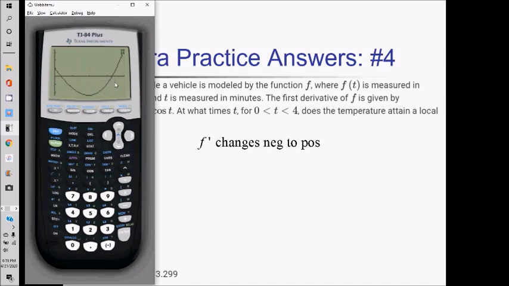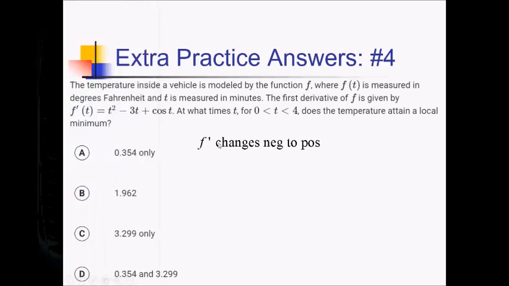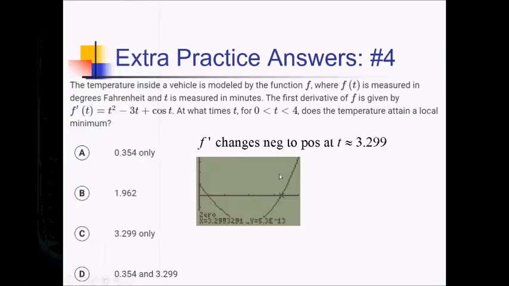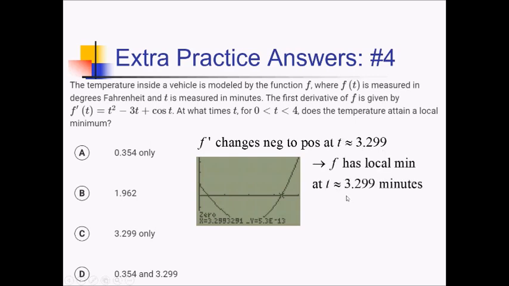So let me do second trace, option 2 for 0. And let me move my little spider closer to that intersection. There he is. Press enter once to the left, enter once to the right, and enter one more time. Comes out to about 3.299. So because F prime changes negative to positive at about that time, that means that F has a local min at 3.299 minutes, which is going to give us answer choice C.